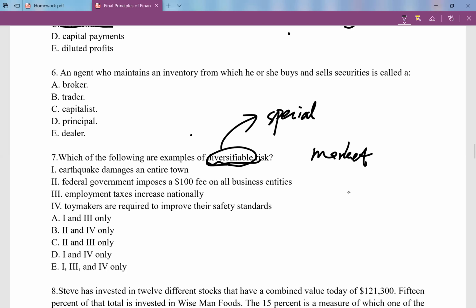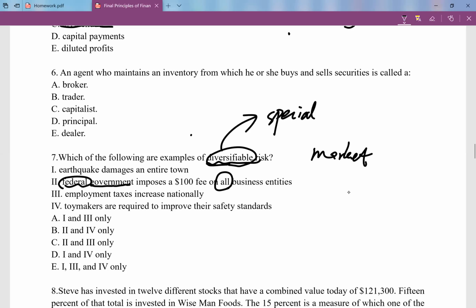Let's say the following statements. The first one, an earthquake damages the entire town. If you are not sure, we can read all four statements together. The next one, the federal government imposes a $100 fee on all business sectors. You see here the word all, and you see the word federal. So this one's not regional, it's for the national level. The federal government will impose $100 on all the business entities.